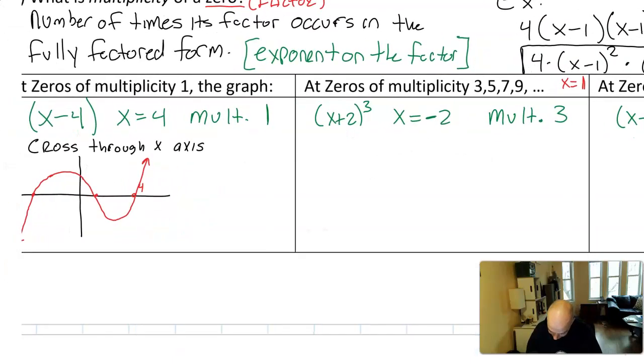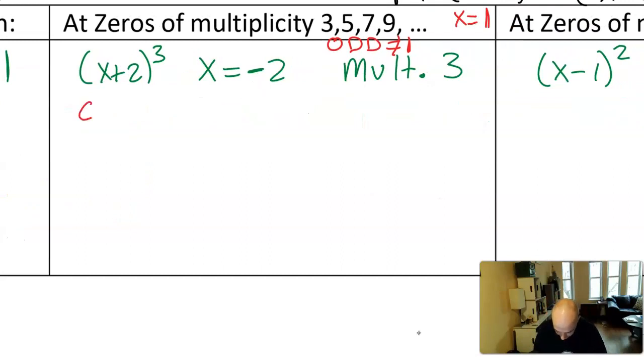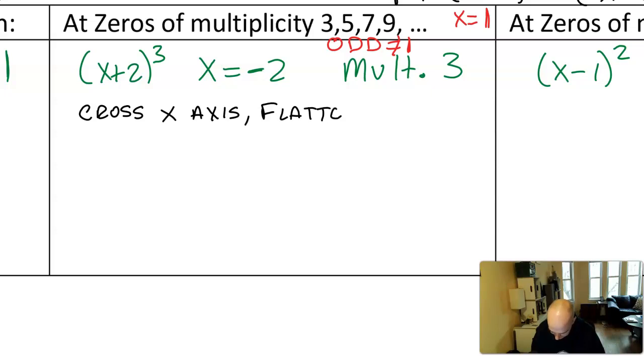Odd multiplicity zeros, so specifically multiplicity 1, odd multiplicity zeros not equal to 1, so 3, 5, 7, 9, I'll just say odd, but not 1, are going to have a slightly different behavior. They're going to cross through the x-axis, but they're going to flatten out as they cross. They're going to cross through and flatten out. Here's what that looks like.